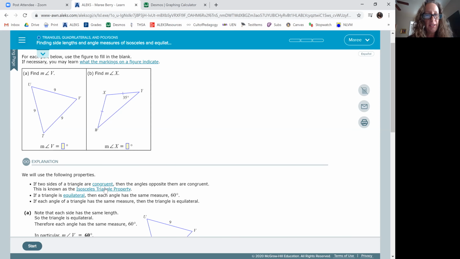So if the side length is congruent, then the angle opposite is congruent. This is called the isosceles triangle property. Congruent means the same size, same shape.